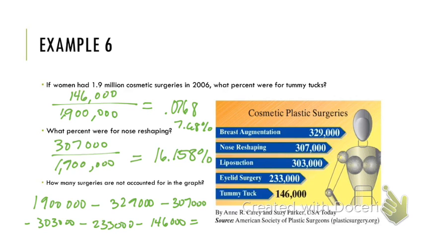How many surgeries were not accounted for? 582. 0.6 million. 1,000 or just 582 total? 1,000. So you just take 1.9 million and subtract each one. Were we supposed to do the actual number? Mm-hmm. You could also just have done 1,900 and taken off all the 3 zeros.